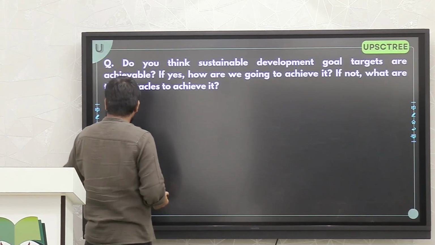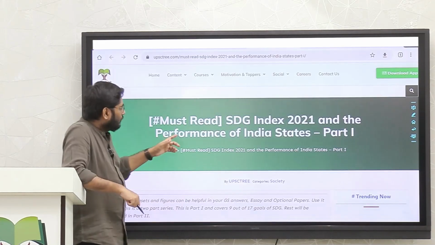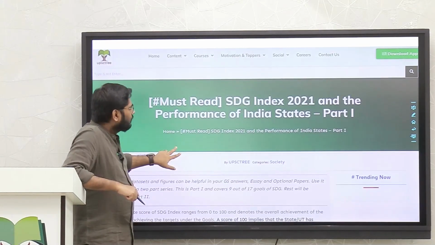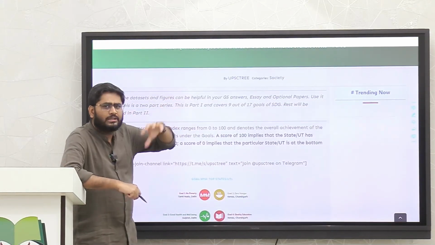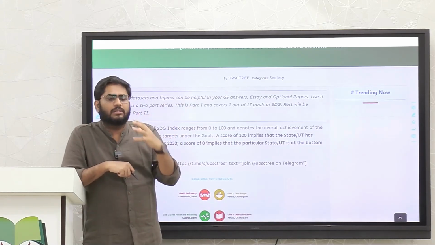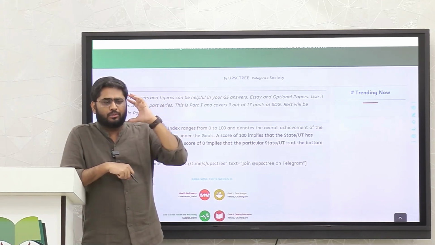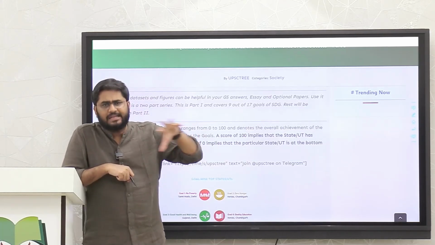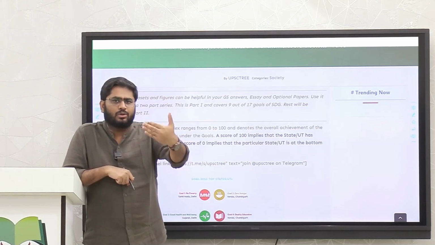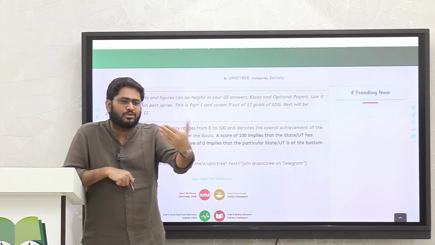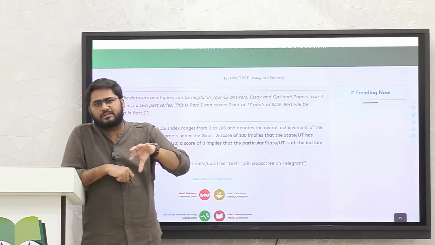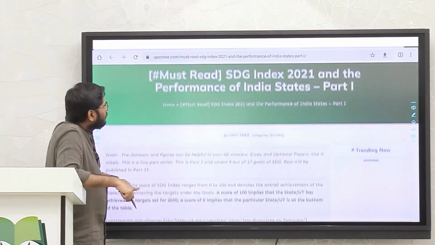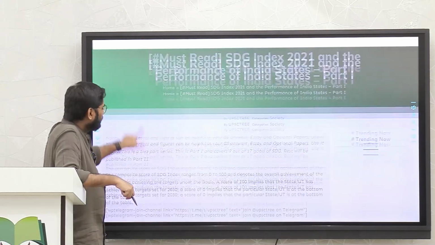Let me show you. There was an article in UPSC, SDG index 2021, on the performance of Indian states. To answer whether we are truly achieving sustainable development goals or not, broadly, from an Indian point of view, some of the states are almost there, whereas some parts of India are still lagging behind. So that's why this article. If you want to read, you can go ahead and read it on the UPSC site.